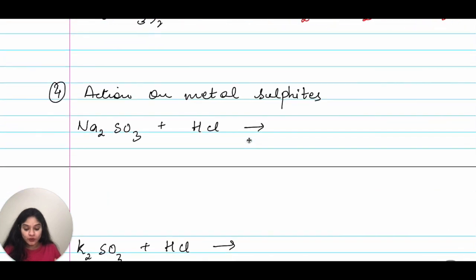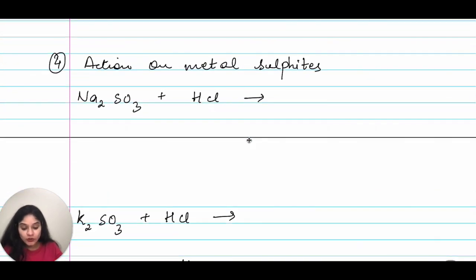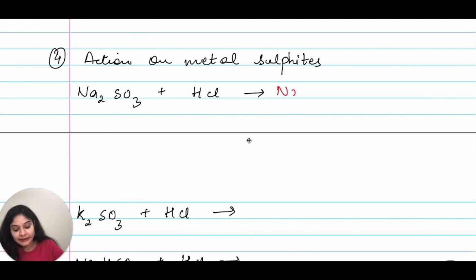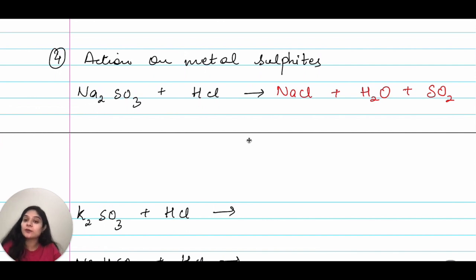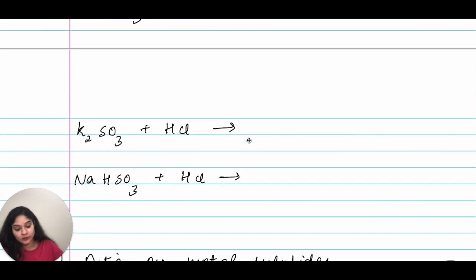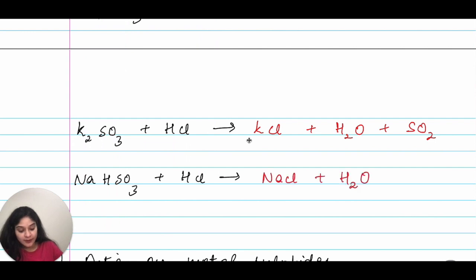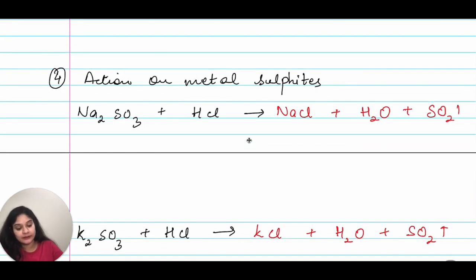Moving on to the fourth one, that is action on metal sulfites. So in this case, what will we get? We'll get NaCl, metal chloride, plus water, plus sulfur dioxide as the gas, SO2. In the previous carbonates, bicarbonates, we were getting CO2. In sulfites, we'll get SO2. So NaCl plus H2O plus SO2. Same thing in the next one. KCl plus water plus SO2. In the next one, I'll have NaCl plus H2O plus SO2. So SO2 is the gas that we'll get.